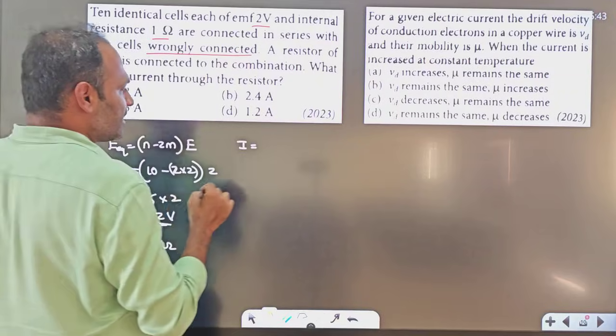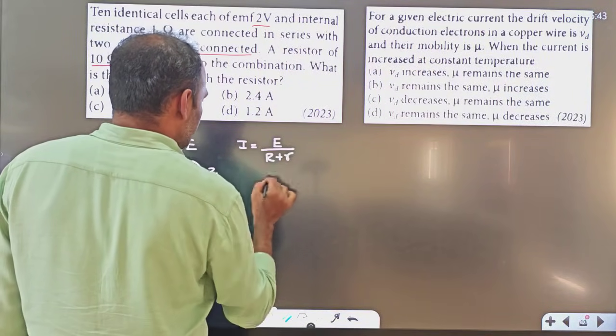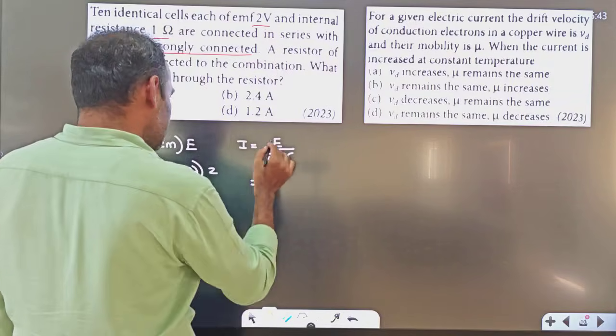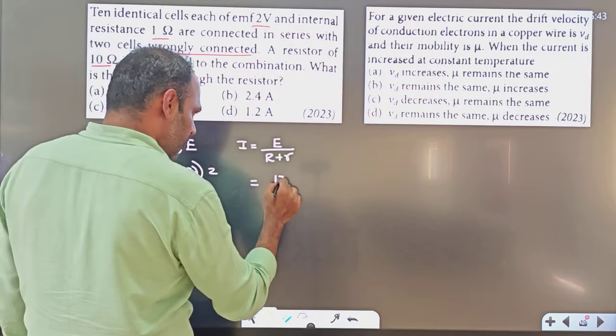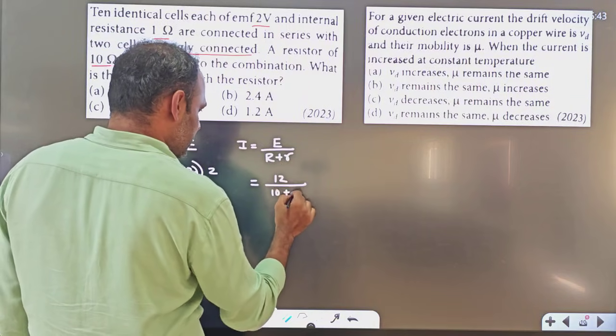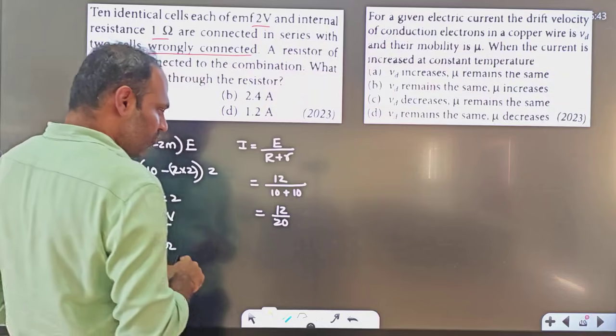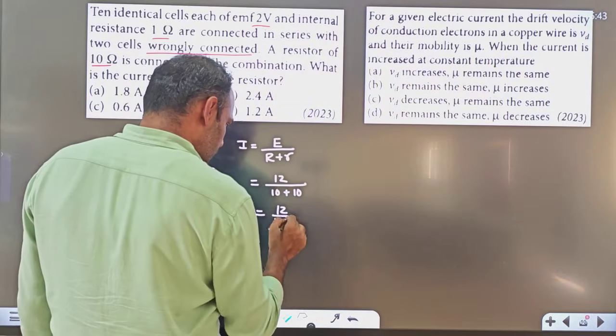Okay, I is equal to E divided by R plus r. How much is E? Take E equivalent, it is 12. How much is external resistance? External resistance is 10 ohm. And how much is internal? It is also 10 ohm. So 12 divided by 20, we will get 12 divided by 20. So 2 10s are, 2 6s are.